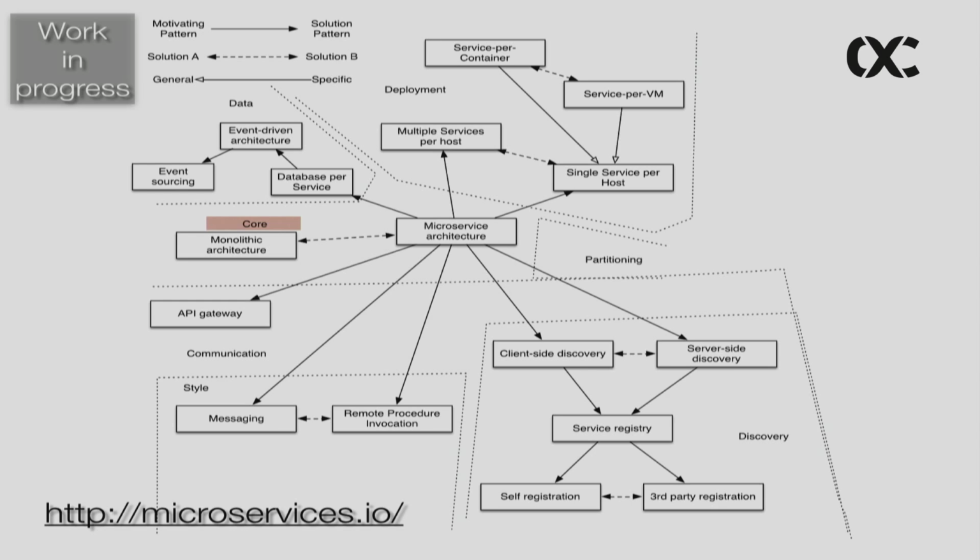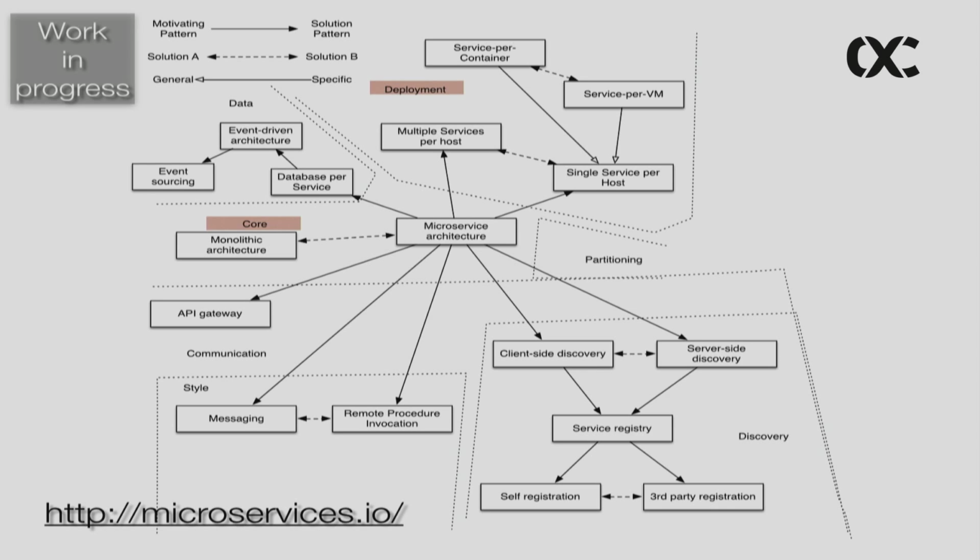There are the core patterns: monolithic architecture and microservice architecture. Those are the top-level decisions that you get to make. And you can see that they're connected by a dashed double-headed line, which says these are alternative solutions to the same problem.